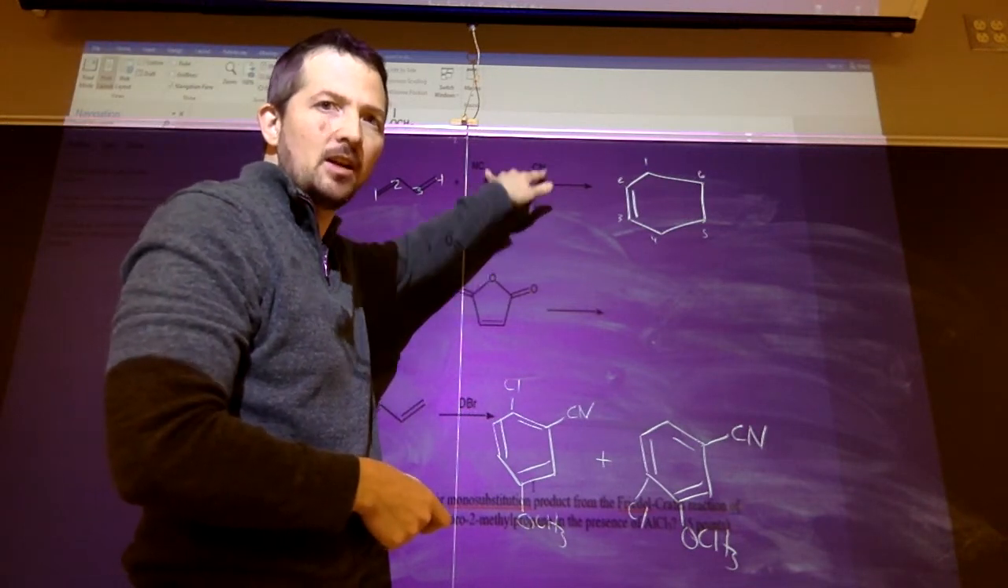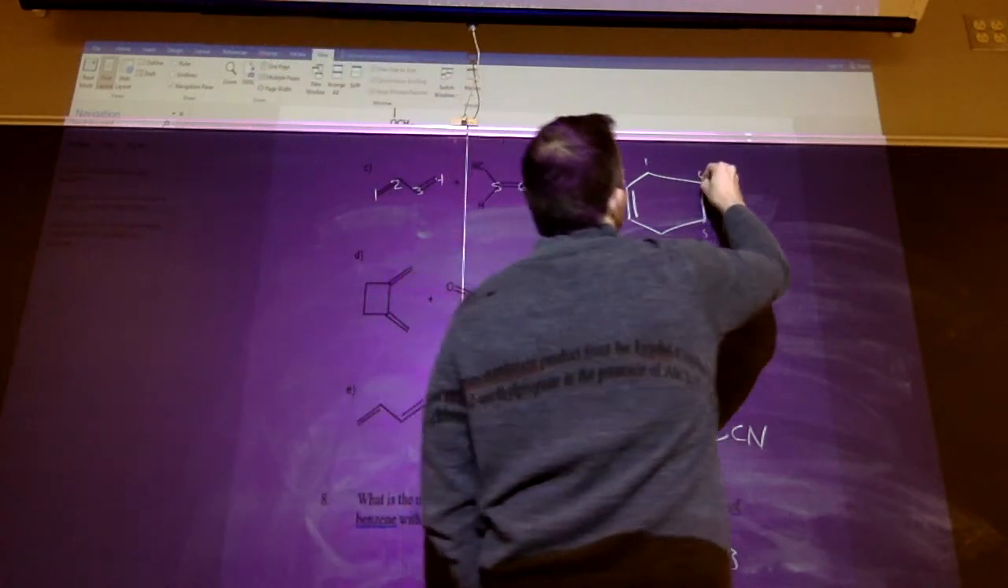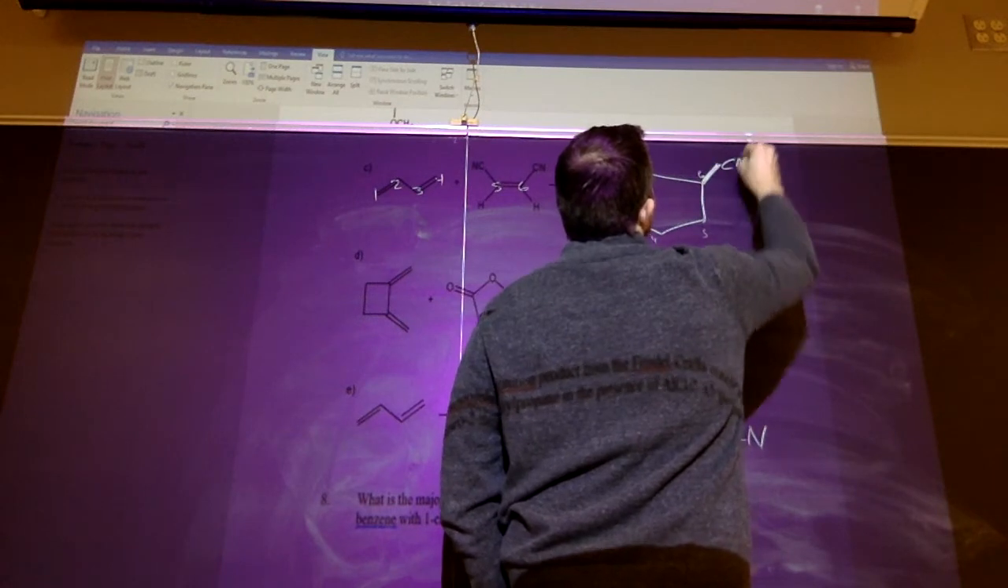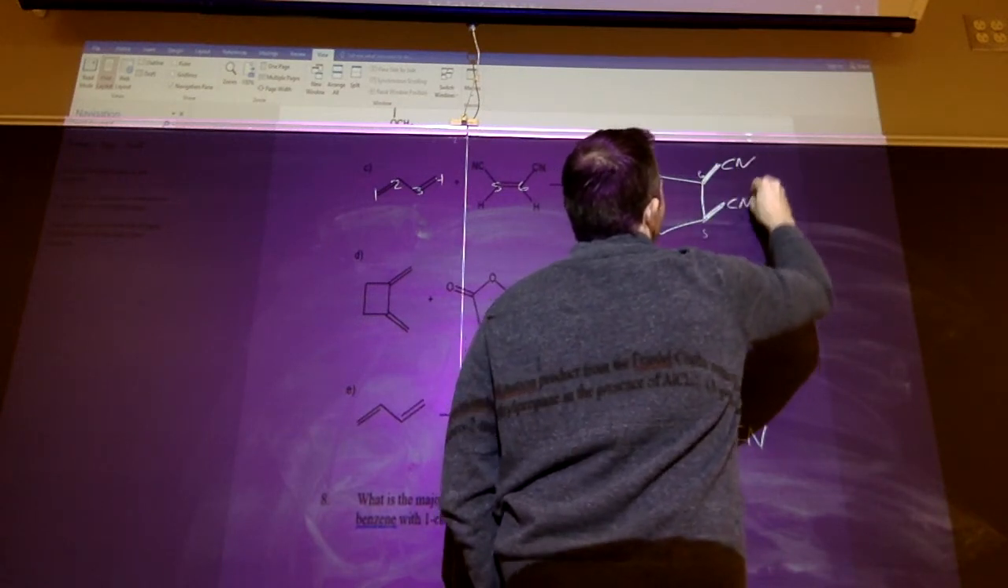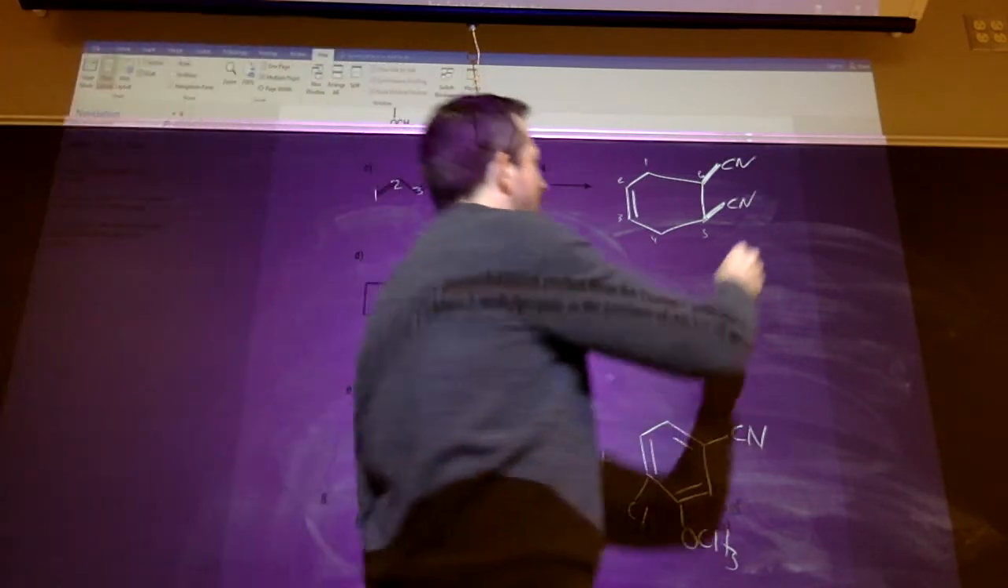Stereochemistry is maintained, so here they're on the same side. On your ring, they need to be on the same side. Okay. So I do them both going up there. They could also be both going down.